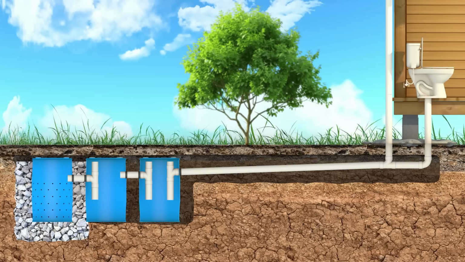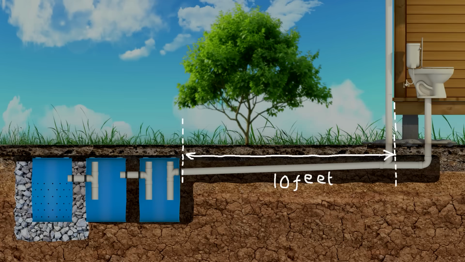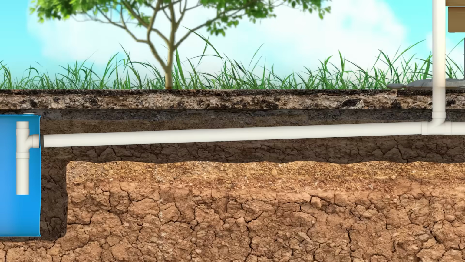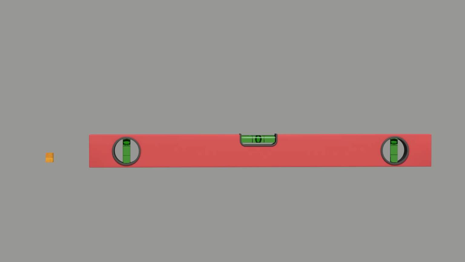It's recommended to maintain a minimum distance of 10 feet between the septic system and your building as per most local regulations. The drain pipe from the toilet should have a consistent slope of 1/4 inch per foot, to ensure proper gravity flow into the septic tank. This means that for every 4 feet of horizontal pipe, the pipe should drop 1 inch vertically. This can be done by using a 4 feet spirit level.